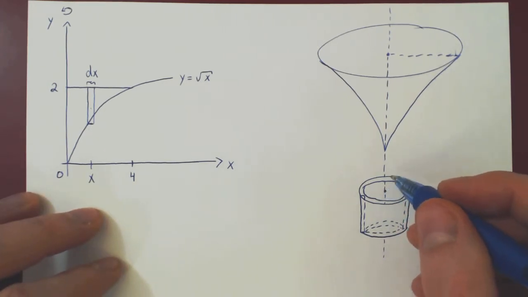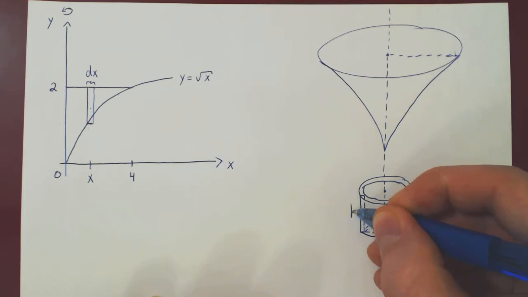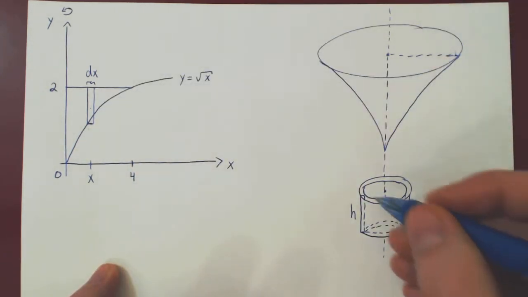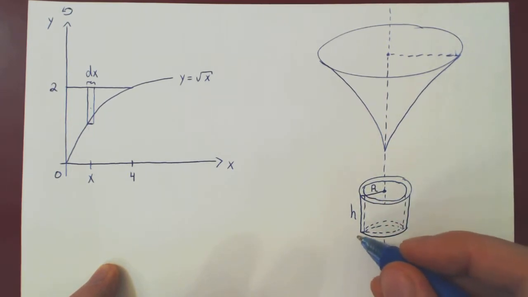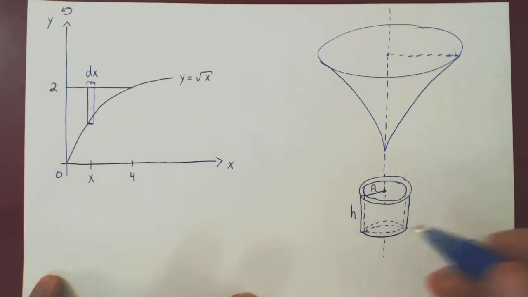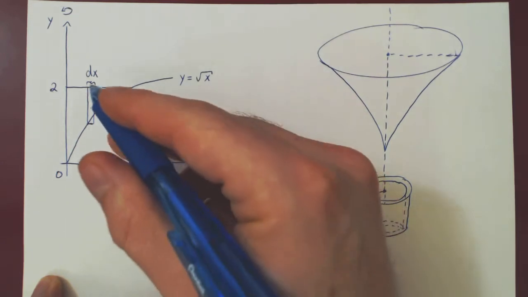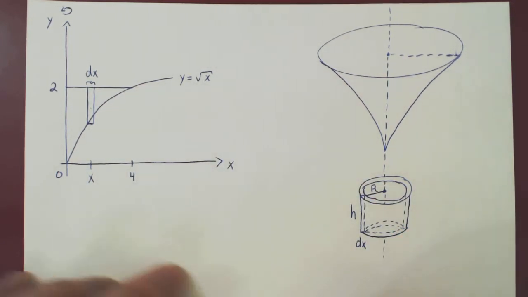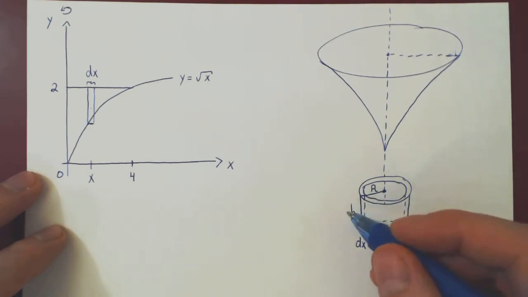So if you remember, to find the volume of such a cylindrical shell, we need three things. We need the height of the shell, which is clearly the height of the rectangle. We need the radius of the shell. We'll denote this by r. And we need the thickness of the shell, but we know that the thickness of the shell is the width of the rectangle, that is of course dx. So let's find these two quantities.